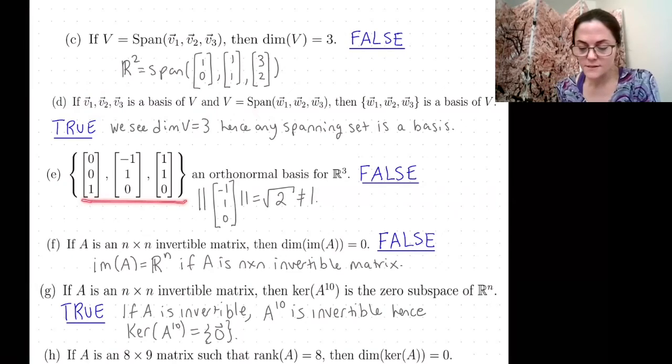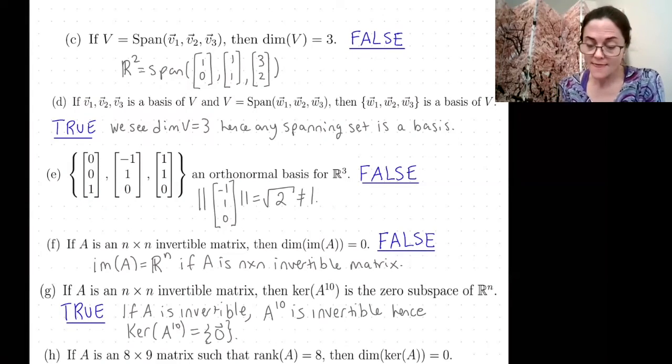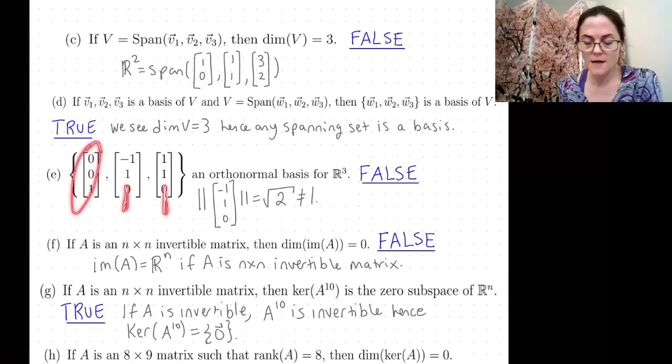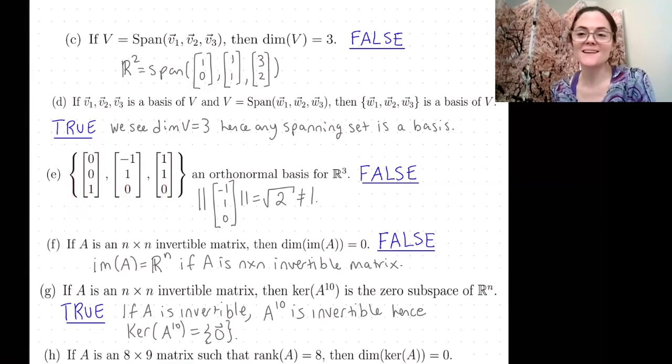E is false. Orthonormal is the part that's false. These 3 vectors are all perpendicular. They are orthogonal. You take this dot this, or this dot this, or this dot this, you get 0, but the lengths are wrong. This vector is unit. This one's not unit. This one's not unit. So it's not an orthonormal basis for Rn.